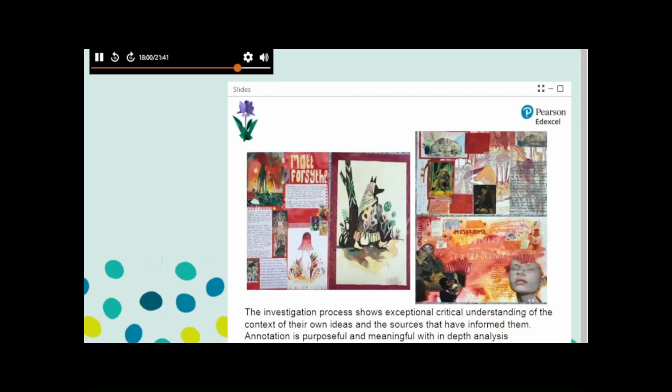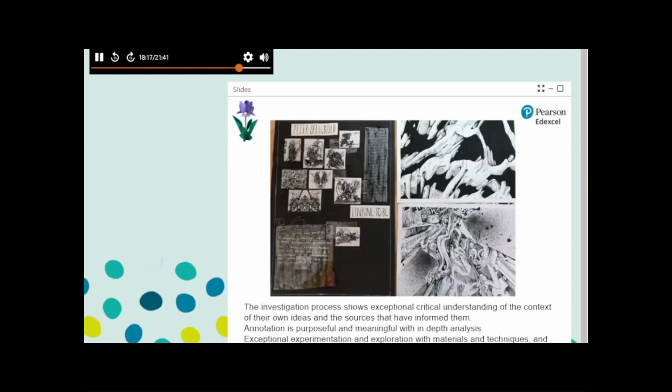Now let's look at the visual evidence. In this slide, Sarah demonstrates exceptional critical understanding of the context of her own ideas and the sources that have informed them. Annotation is purposeful and meaningful with in-depth analysis. In this slide, Sarah again demonstrates exceptional critical understanding of the context of her own ideas and the sources that have informed them. Annotation is purposeful and meaningful with in-depth analysis, exceptional experimentation and exploration with materials and techniques, and this continues throughout the submission of work.